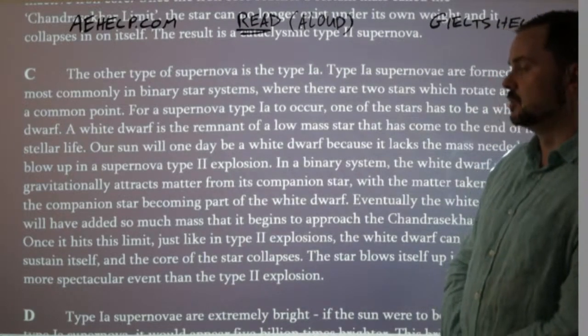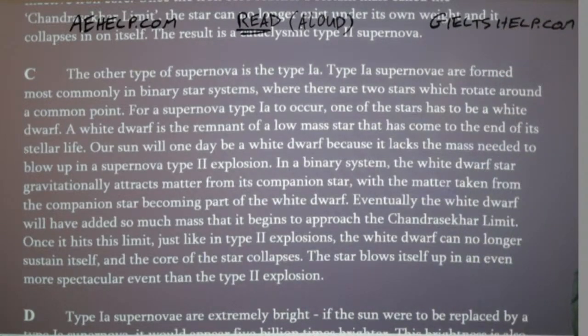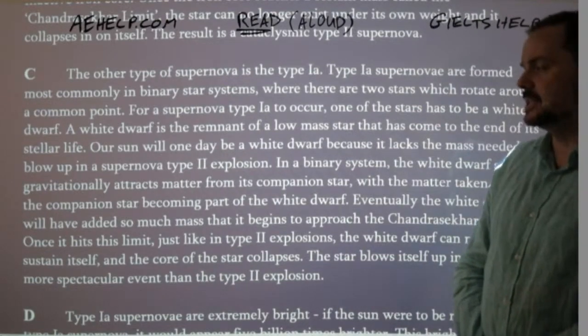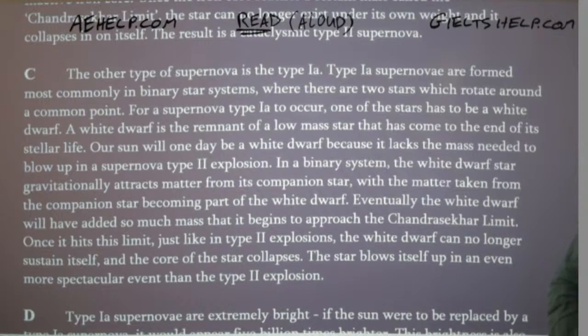Our sun will one day be a white dwarf because it lacks the mass needed to blow up in a supernova type 2 explosion. In a binary system, the white dwarf star gravitationally attracts matter from its companion star, with the matter taken from the companion star becoming part of the white dwarf. Eventually, the white dwarf will have added so much mass that it begins to approach the Chandrasekhar limit.